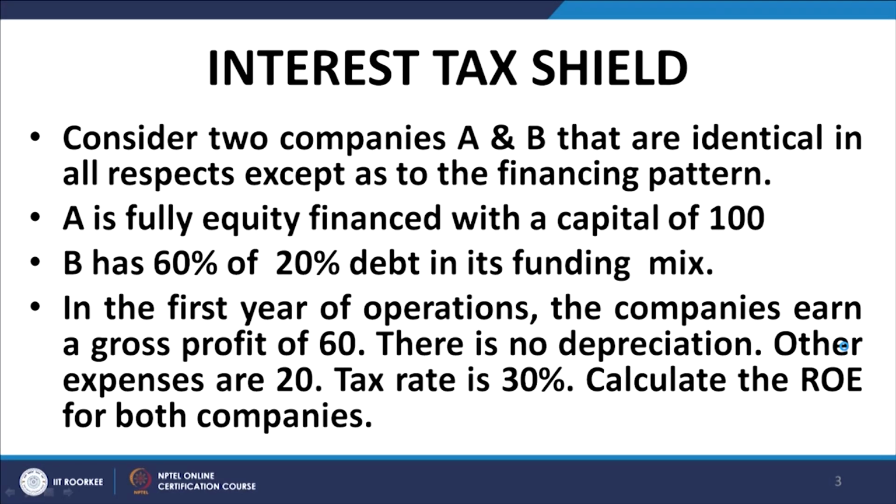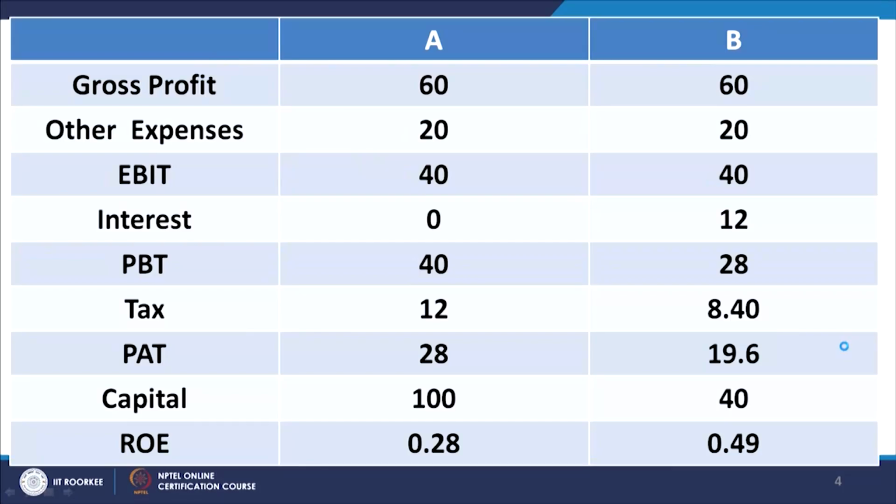Let us assume that in the first year of operations, the company makes a gross profit of 60 units. Both companies being identical in operational aspects make the same gross profit. The other expenses in relation to the operations are 20. So the EBIT turns out to be 40. Let us see how the financing structure influences the outcome as far as the shareholders are concerned.